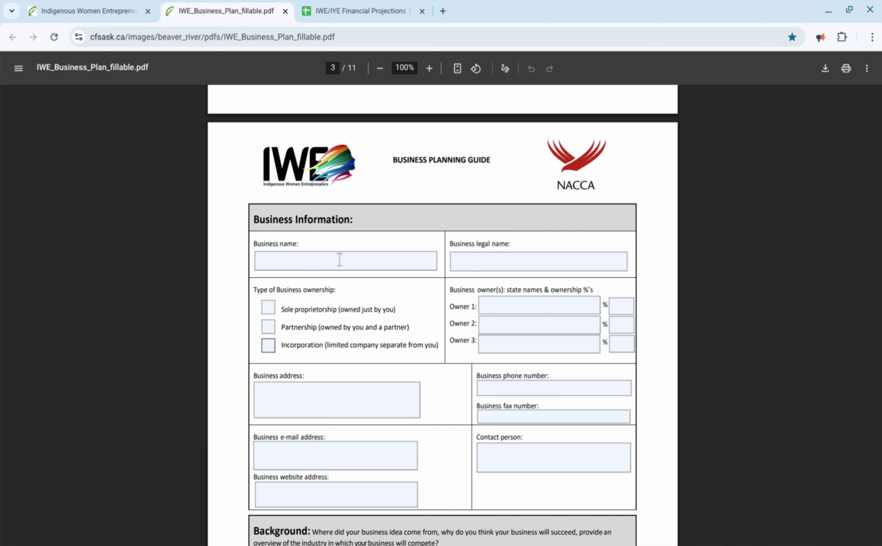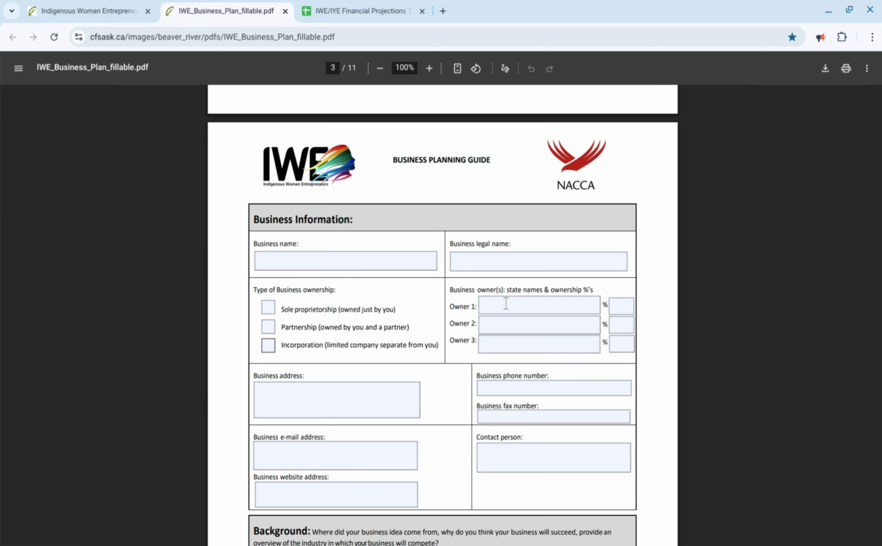Maybe you're just conducting business under your personal legal name, and then you can just put that there. But if you are planning to conduct business under a separate business name, then write that one down in this section. Now the next portion talks about type of business ownership. So what is the legal structure? Is it a sole proprietorship, a partnership, or a corporation? Just click on the legal structure in which you're operating your business.